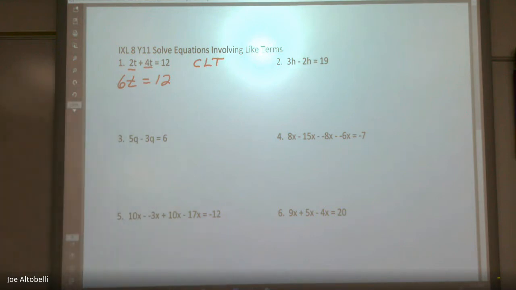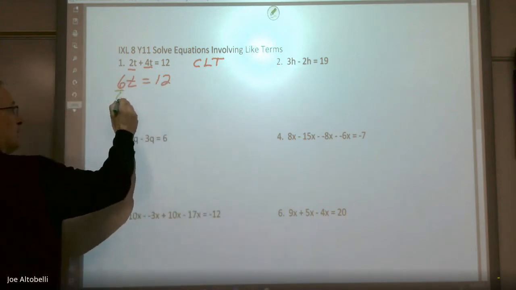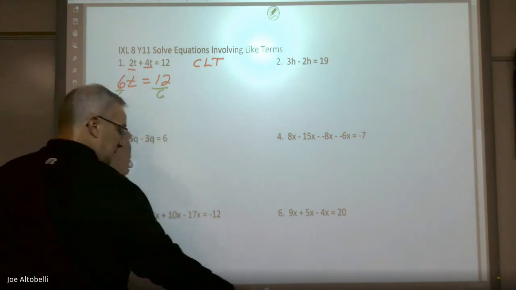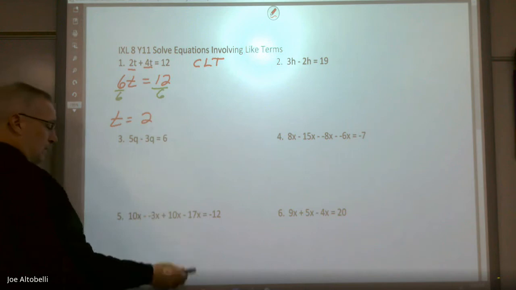After combining like terms, you look at it, you might have a two-step equation, you might have a one-step equation. In this case, it's a one-step because there's only one operation. So we undo that operation. To undo this, we're going to divide by 6. And we get t equals 2.